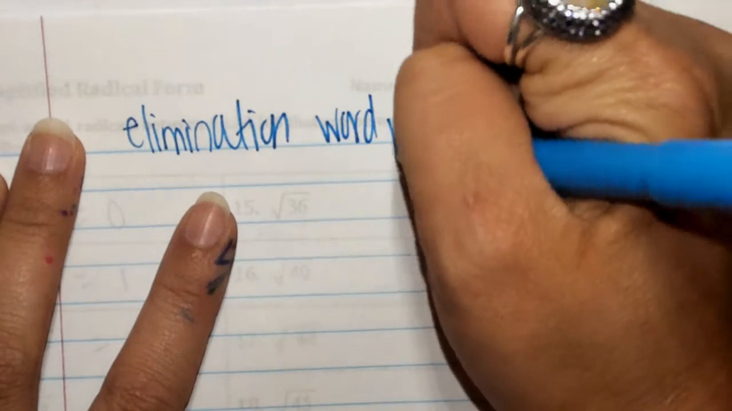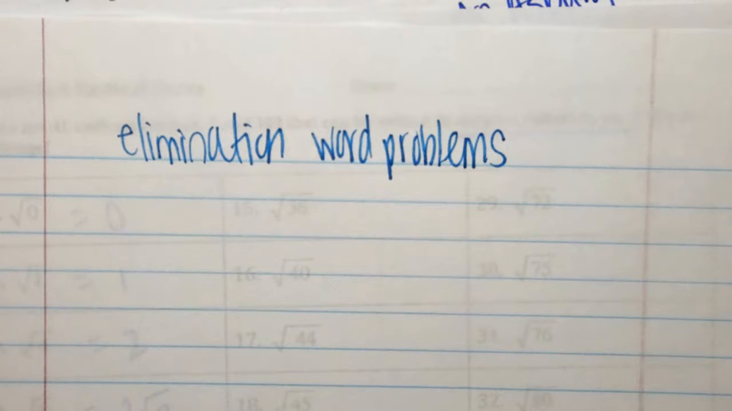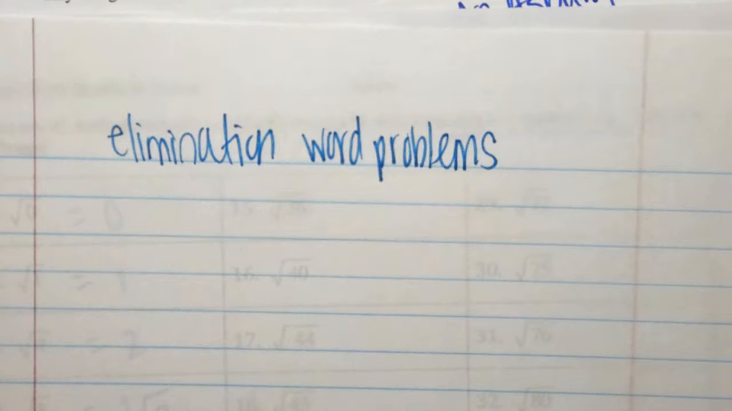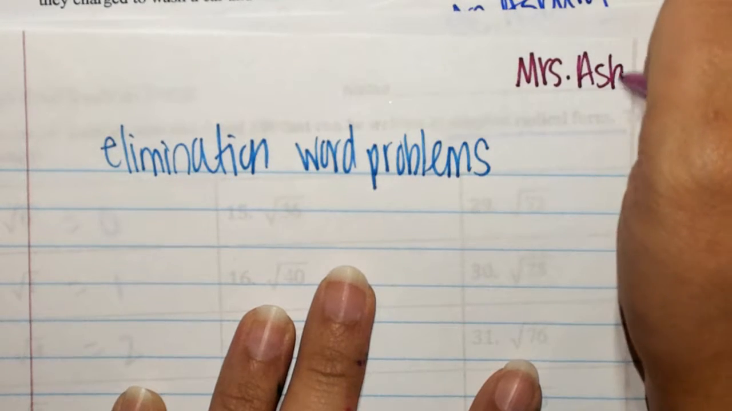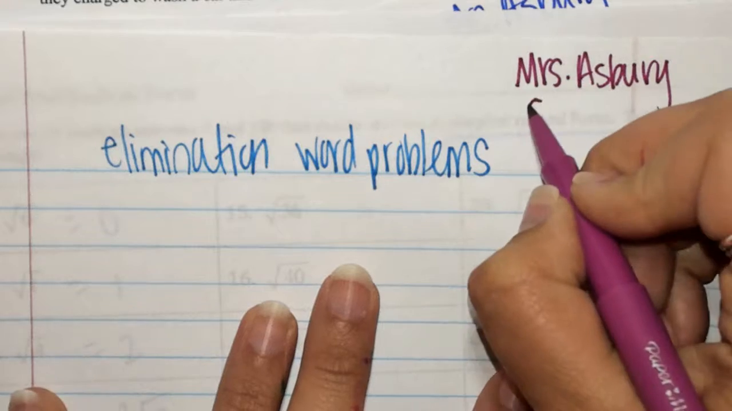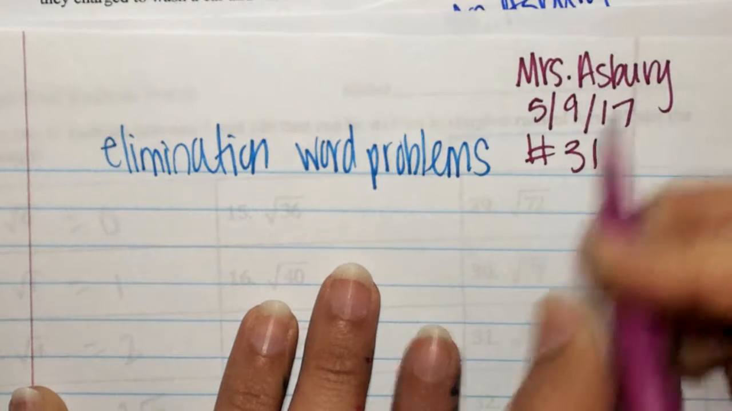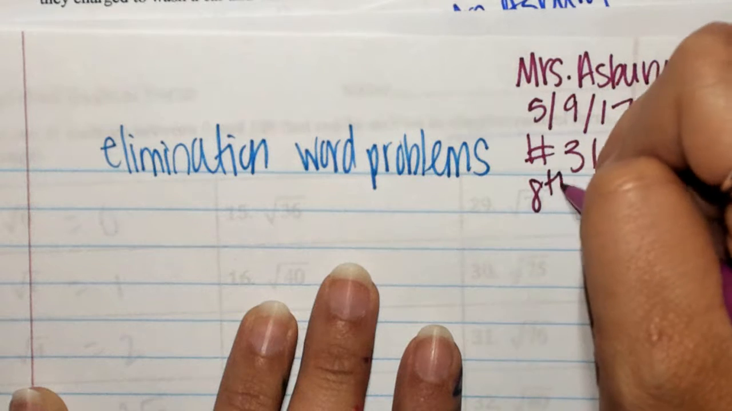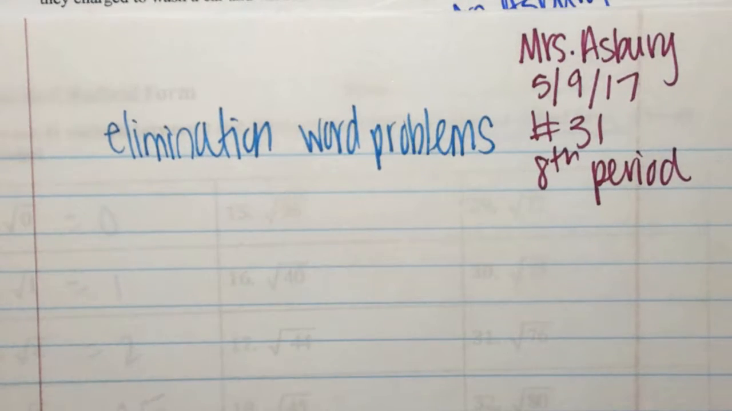word problems. And then you're going to put your name. Your name, not my name. But my name is Miss Asbury, so I'm going to write Miss Asbury. And I'm going to write today's date. I'm going to write my number. And I'm going to write that it's 8th period. Yours should look exactly like that, but with your information, not my information.